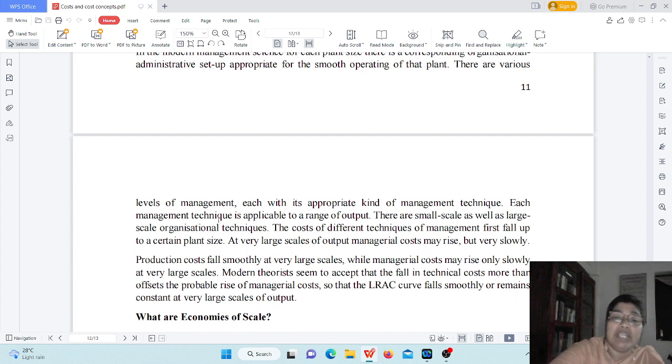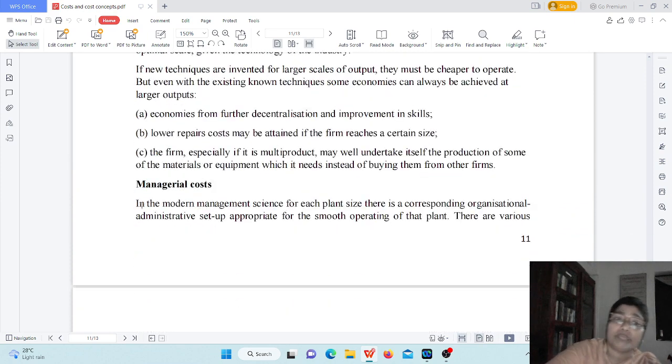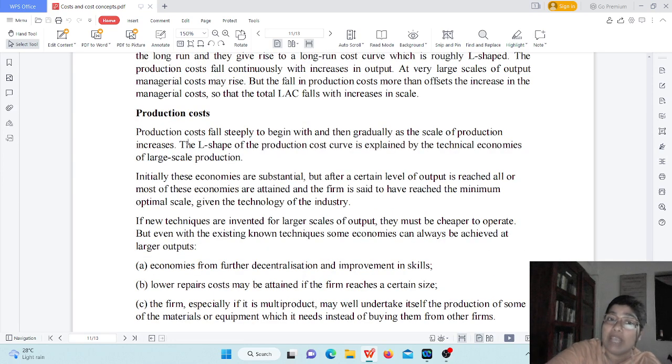Now, each management technique is applicable to a range of output. There are different levels of management, and each level's technique is applicable to a range of output. There are small scale as well as large scale organizational techniques. The cost of different techniques of management first falls up to a certain plant size. At very large scales of output, managerial cost may rise, but very slowly. So in the modern theory there are production cost and also managerial cost. The production cost also has an L shape because it falls steeply first and then gradually, which means production cost is not very great because of the new techniques which can produce larger scales of output with a cheaper cost.